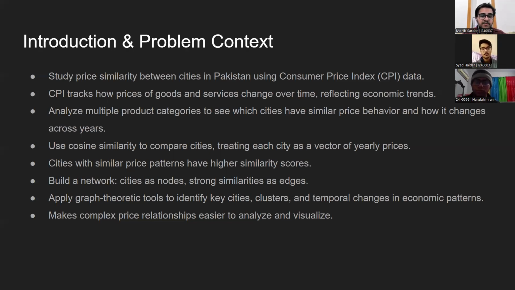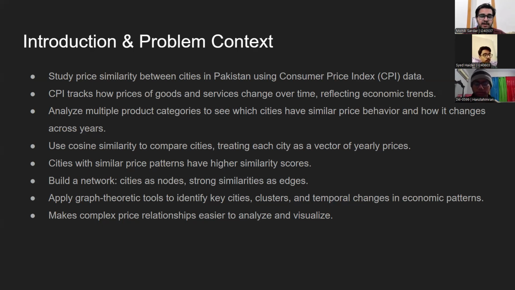We will analyze multiple product categories to see which cities have similar price behavior and how they change across the years. We will use the cosine similarity to compare these cities, treating each city as a vector of yearly prices. Cities with similar price patterns have higher similarity scores. We will build a network using cities as nodes and similarities as edges, with strong similarities. We will apply graph theoretic tools to identify key cities, clusters, and temporal changes within the economic patterns over the years. After that, we will make the complex price relationships easier to analyze and visualize.